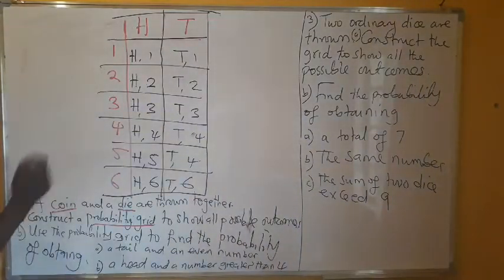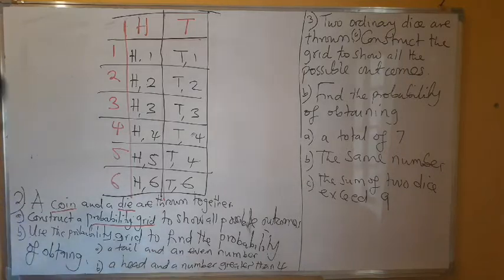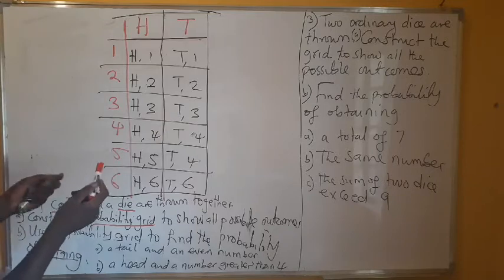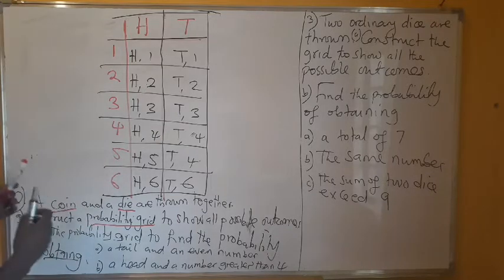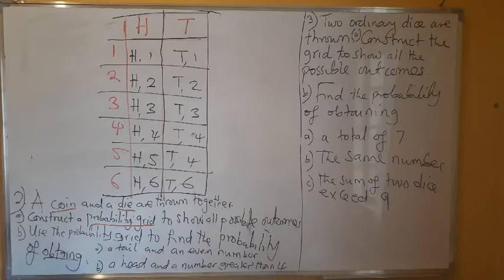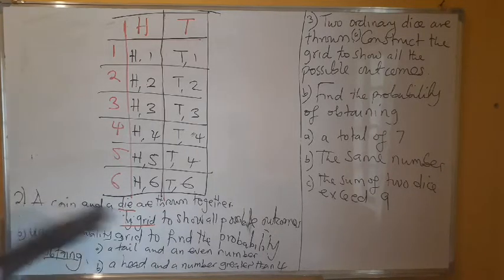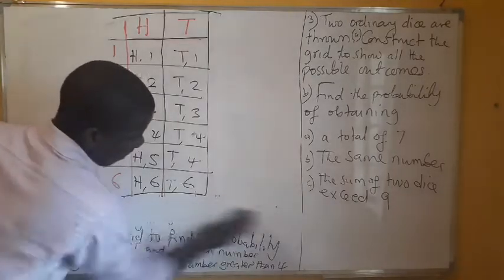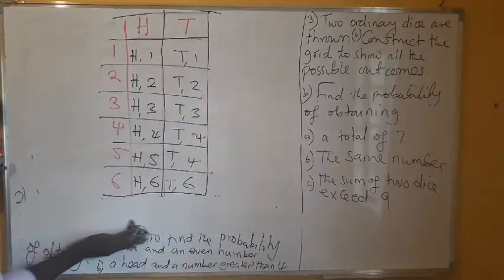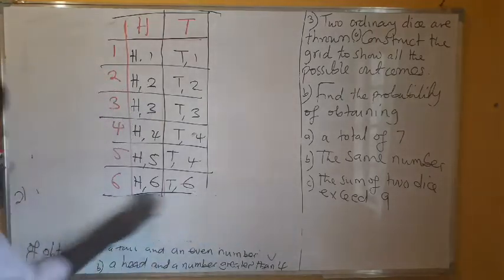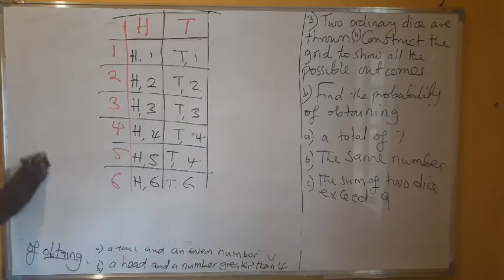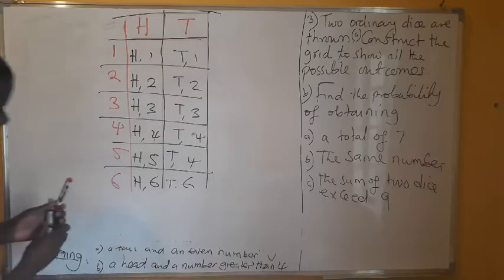So find now, using this, the probability of getting or obtaining a tail and an even number. A tail and an even number. Okay? We want the probability of getting a tail and an even number. That is very important.